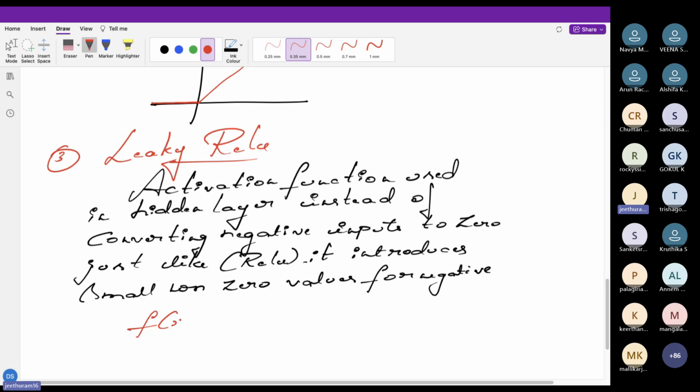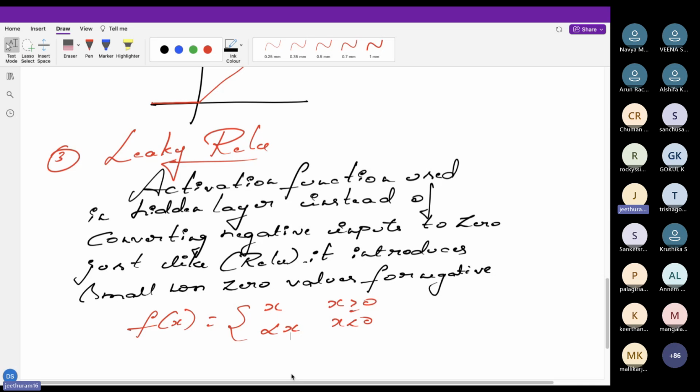So it will have a formula something like this. If it's a positive value, it will be the same, okay? And if it's a negative value, if it's less than zero, instead of zero, it will be alpha x. So it introduces a small non-zero value. That means we are introducing small negatives. Alpha can be a constant like 0.01. Okay.